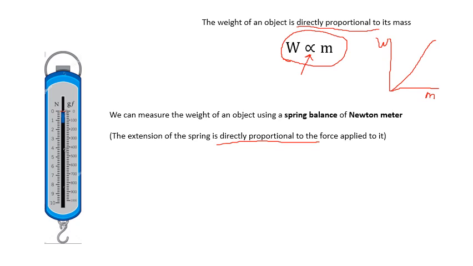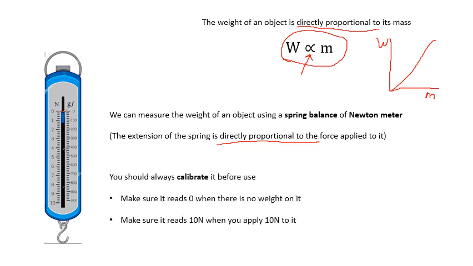So you can measure the weight of an object using a spring balance if it is calibrated. Now, how would you calibrate it? Well, a couple of things. First of all, if it's got nothing on it, then it should read 0. And usually there's a little screw at the top. If it's not reading 0 with nothing on, then you need to turn this screw so that it reads 0.